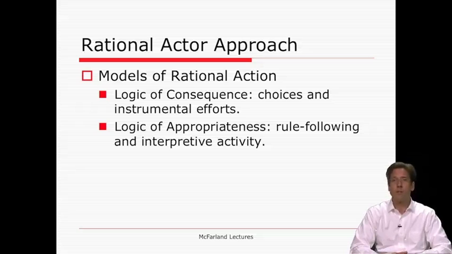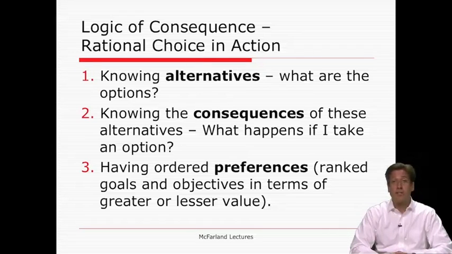Value rationality contends that regardless of the cost, or without attention to them, we often make decisions out of duty to a rule, a principle, or a particular identity. The rational actor model is essentially a model that follows the logic of consequence. For the rational actor approach, the first aspect is knowing your alternatives. Here a decision maker asks, what are the options available to me? Second, it's important to know the consequences of these alternatives. Here one asks, what happens if I take each option? Third, you have ordered preferences or ranked goals and objectives in terms of greater or lesser value. Here you weigh the value gained or lost by taking each option.